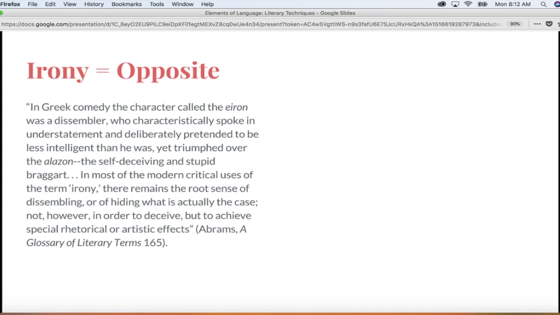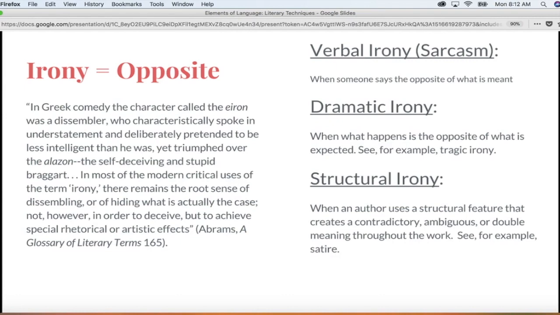In most of the modern critical uses of the term irony, there remains the root sense of dissembling or of hiding what is actually the case. Not, however, in order to deceive, but to achieve special rhetorical or artistic effects. But there are different levels of irony in literature.